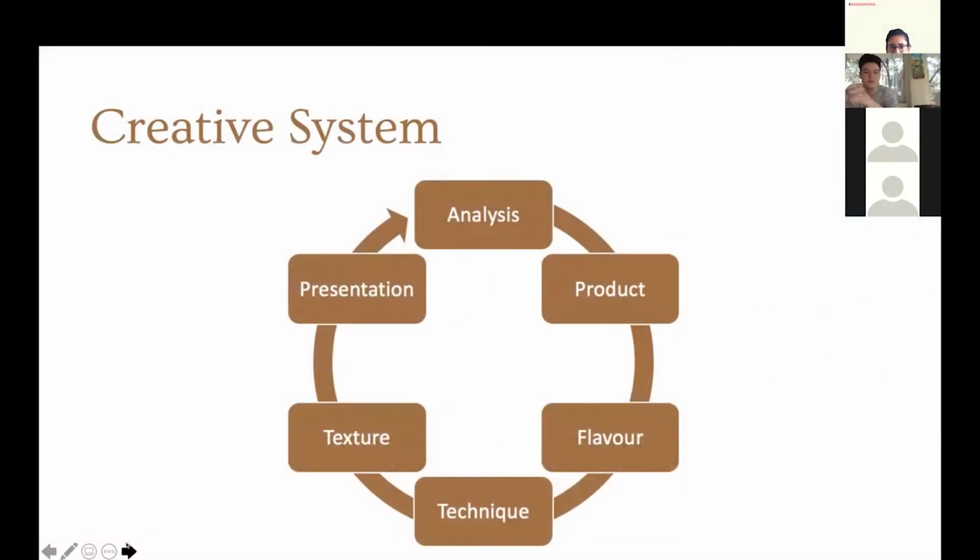So the creative system for us is a process of 6 steps. First thing first, you always start with analysis. You have to understand what do you want, why, what, who, when, and etc. So you understand what you want to do. Then you go to the second point, which is a product. Then you choose obviously your products.